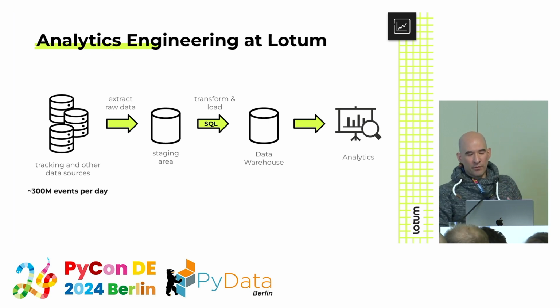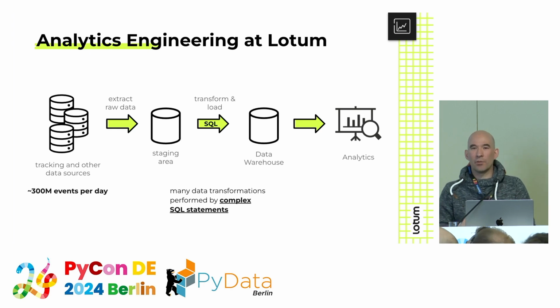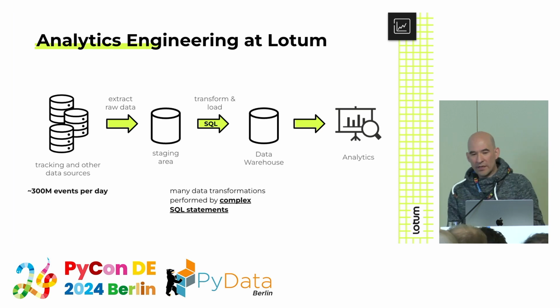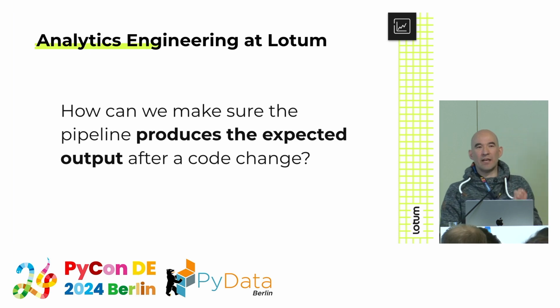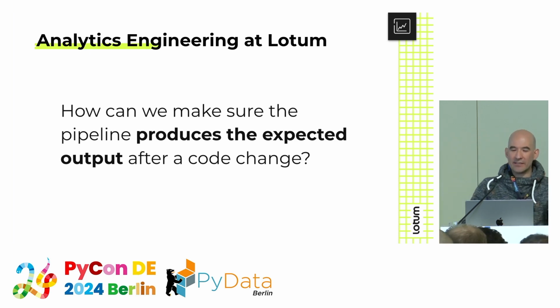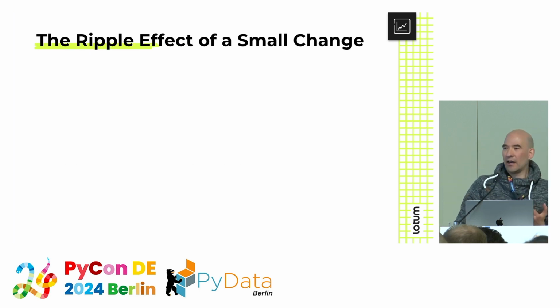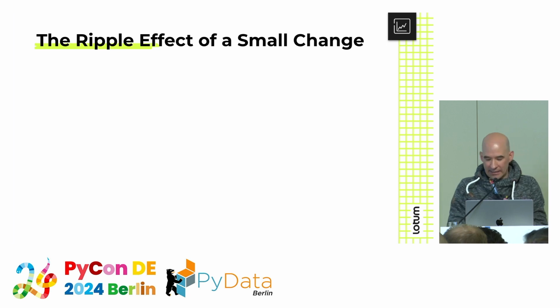And these transformations to the data warehouse are done through many pretty complex SQL statements. And whenever we change something in these statements, there's always the question, how can we make sure the pipeline still produces the expected output after the code change? Well, it's pretty easy to make sure that it is guaranteed, but we want to avoid one particular case.